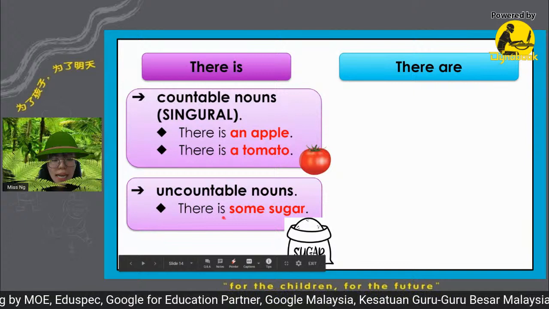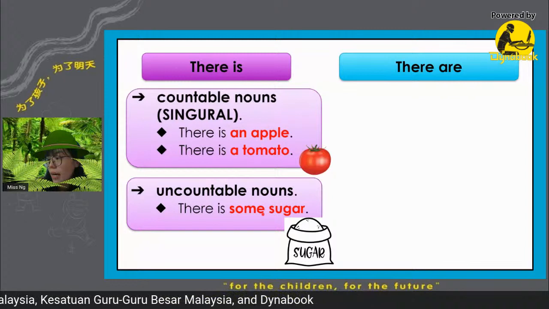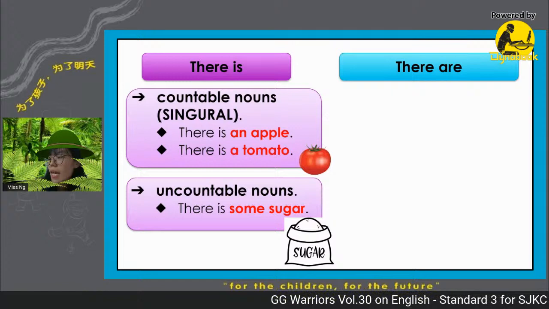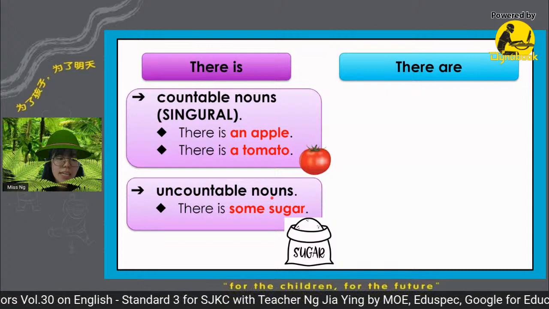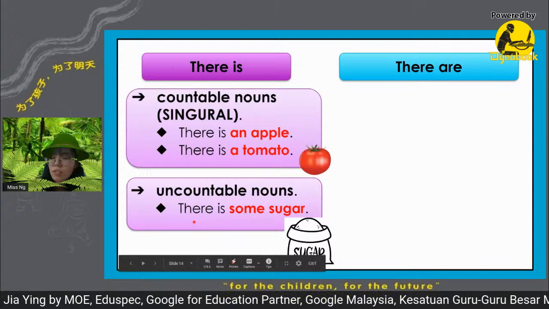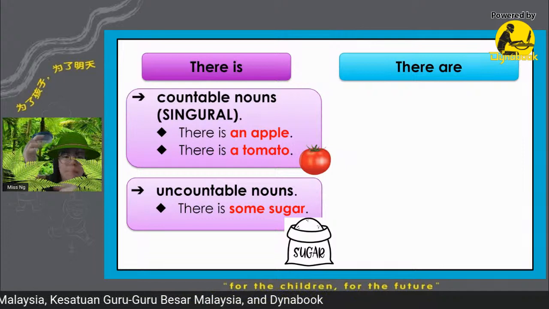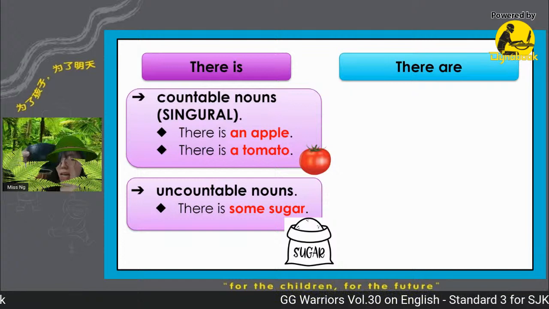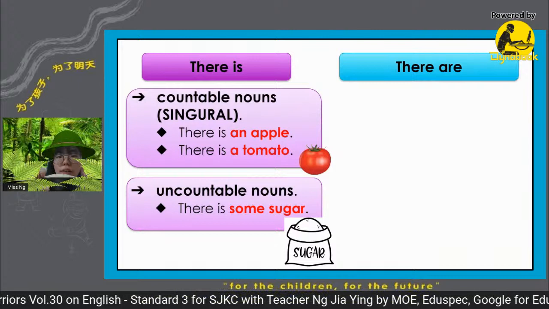Now what is some? Some, a few, some sugar. And also I looked at your comment here, you can say a lot of, very good. So we have uncountable nouns, we need to use there is. Now what are some examples? We can say there is some water. And also, we can say there is a lot of rice.